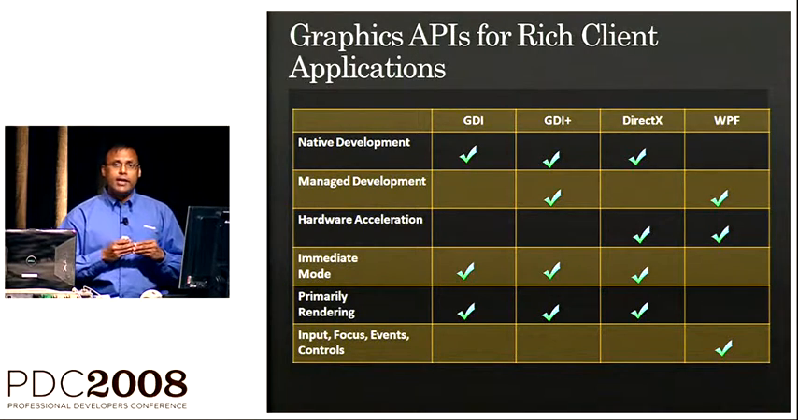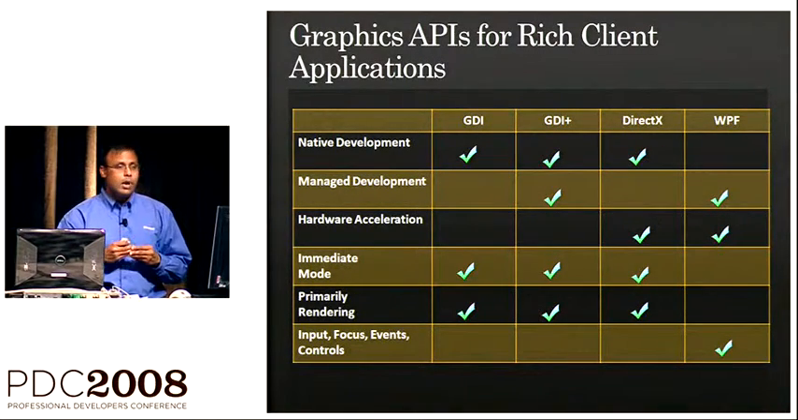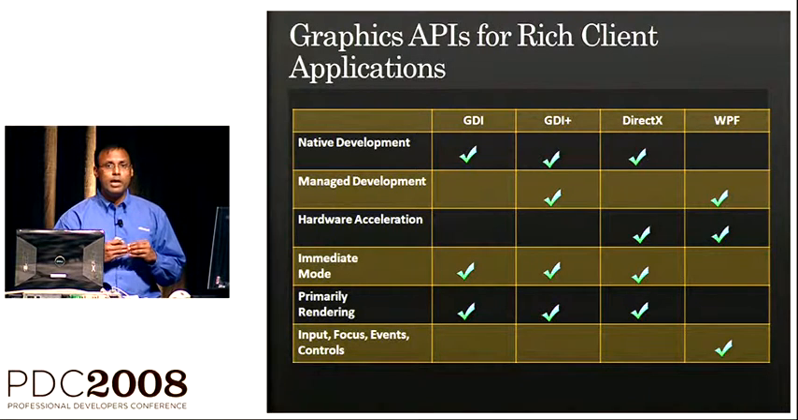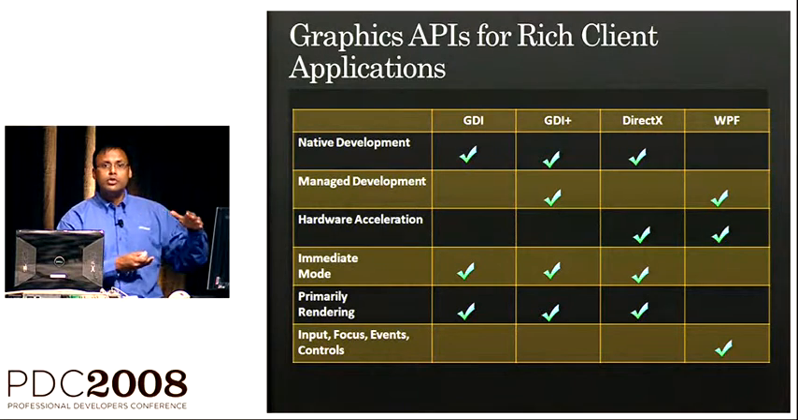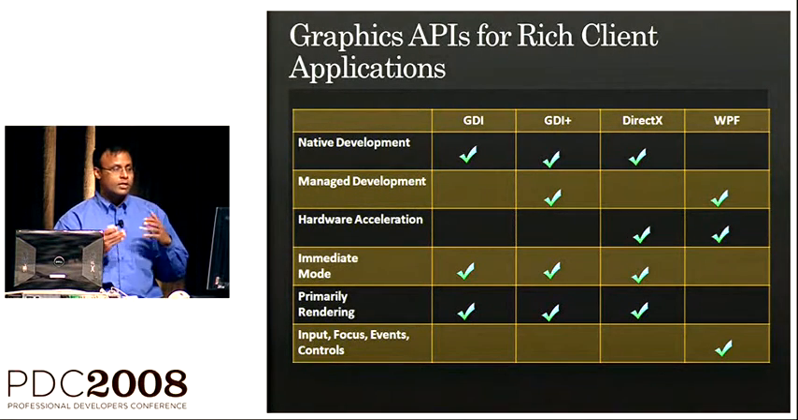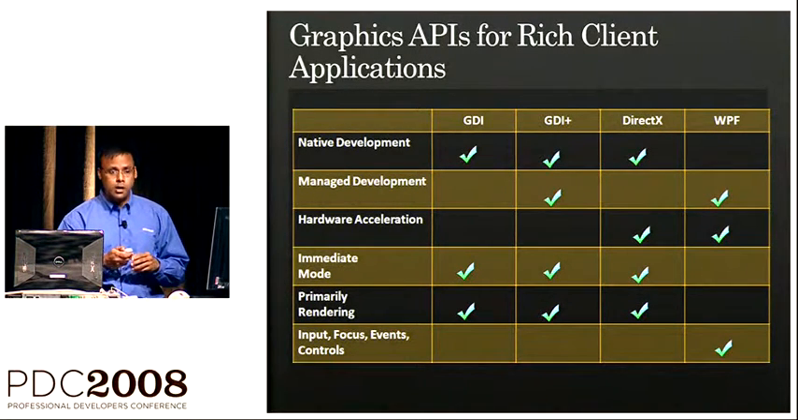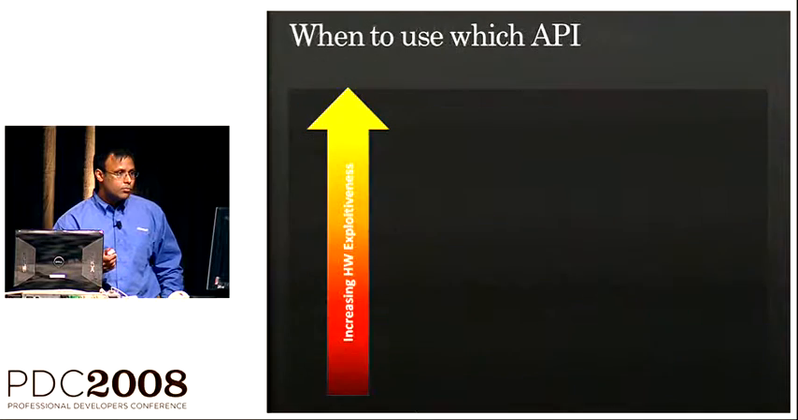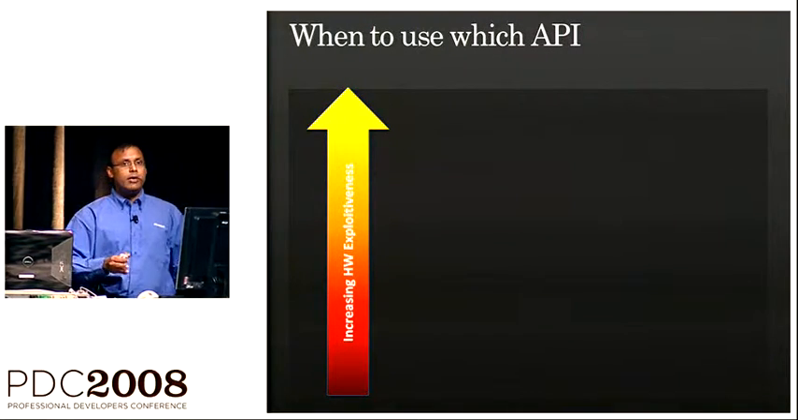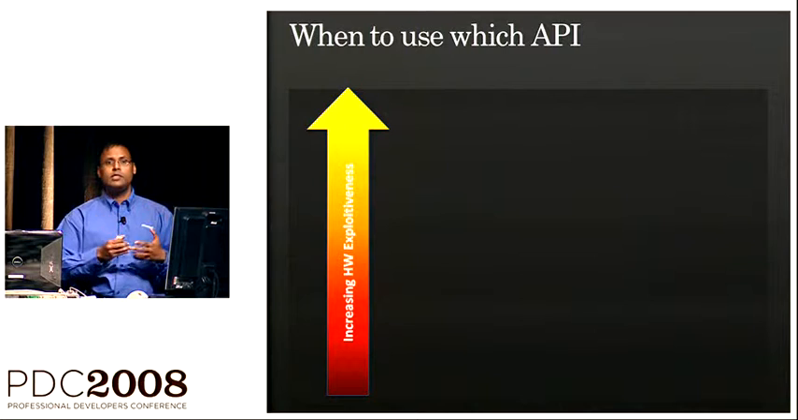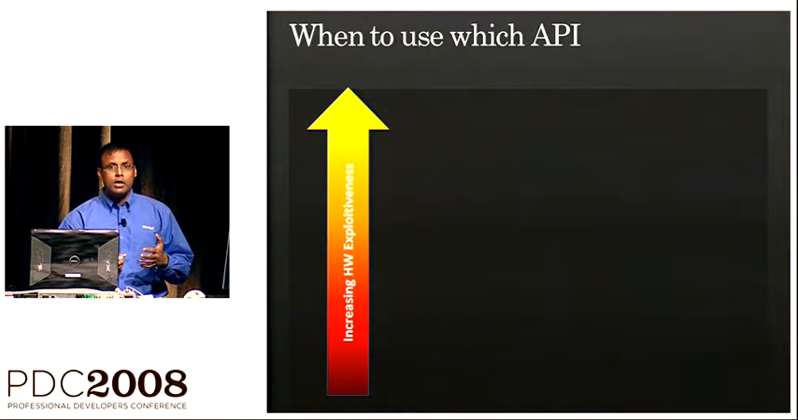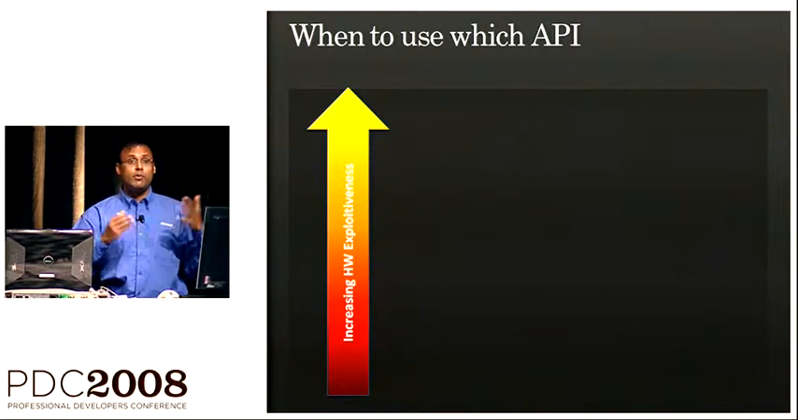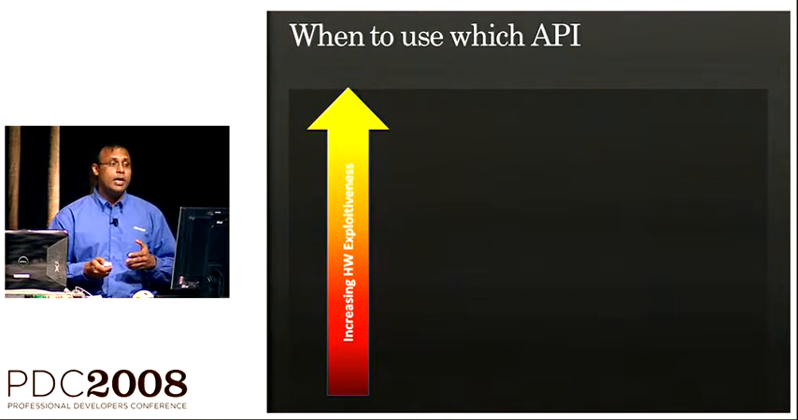GDI, GDI+, and DirectX are all three of them immediate mode, primarily rendering APIs, whereas WPF does more than rendering. It has a retained mode scene graph, and it provides input, focus, events, and controls. And DX and WPF happen to be the only APIs that are hardware accelerated. Now, that's a good matrix to see. If you already know and you're using these APIs, you probably already know which API to go after. But if you are trying to figure out from scratch, if I'm writing a whole new application, how do I choose an API?